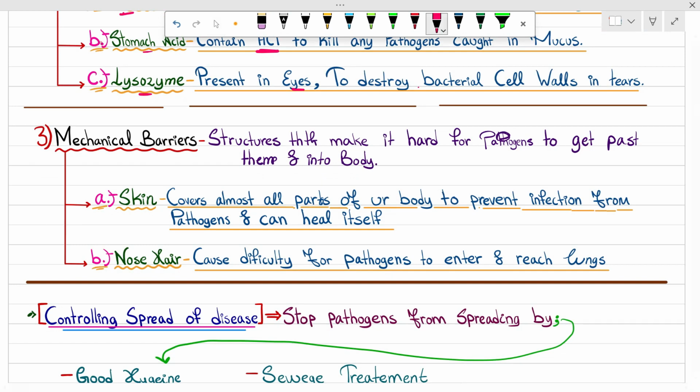The third defense in our body is mechanical barriers. Mechanical barriers are structures that make it hard for pathogens to get past them into the body. So they make it hard for pathogens to even enter the body. We have two mechanical barriers, skin and nose hair. Skin covers almost all parts of our body, and it prevents infection from pathogens, and it can also heal itself. Nose hair makes it difficult for pathogens to enter and reach the lungs because of the high concentration of hairs, and the pathogens are clumped together.